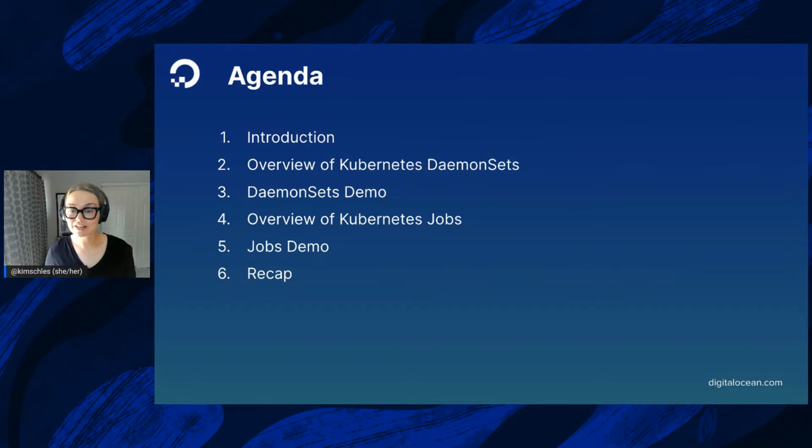All right, so the agenda for today's talk. I'm going to do a general introduction. Then I'm going to provide an overview of what Kubernetes daemonsets are, and if you are someone who's deploying microservices or applications to Kubernetes, when you might use them. Then I'm going to give you a demo of some daemonsets, one that I've written myself, and we'll find one in the wild. After we talk about daemonsets and look at some examples, I will do an overview of what Kubernetes jobs are, and then do the same thing. I'll show you a job that I've written, show you a job in the wild, and we can talk more about that. And then at the end, we will recap.